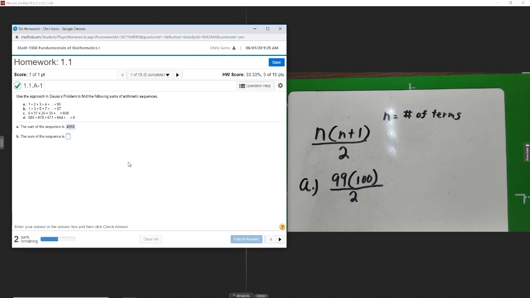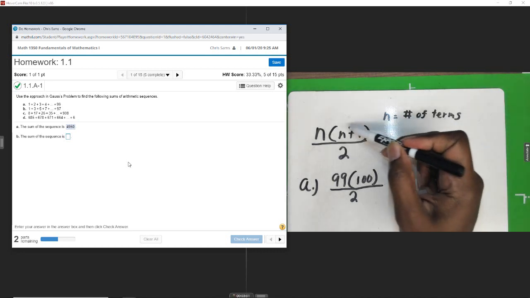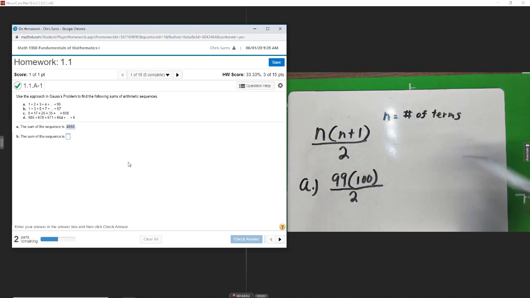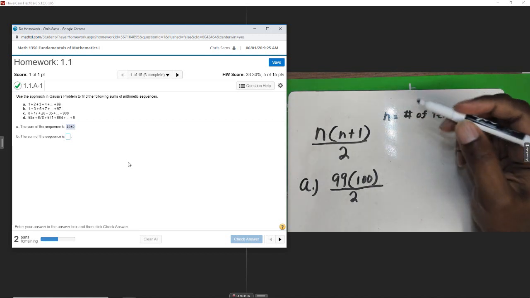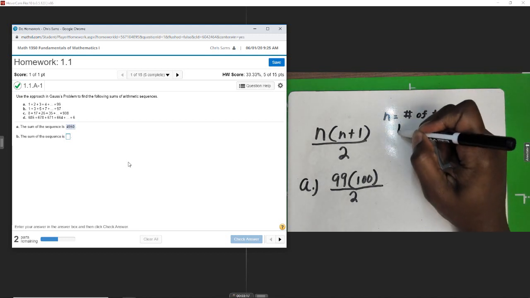Okay, now for part B. This time we have a sequence that starts with 1, but it doesn't count in order consecutively. It starts 1, 3, 5, and it skips. So now this formula no longer applies because we're skipping numbers. So now we got to do something else. It's going to take too much time to try to add these up. So there is another formula that you can use when things do not go in order.